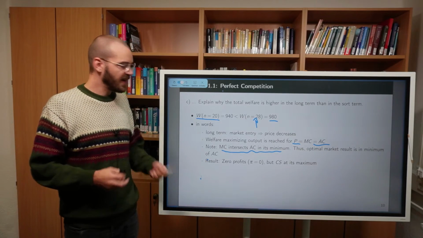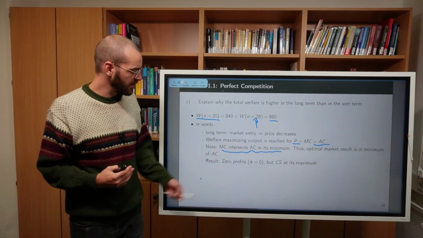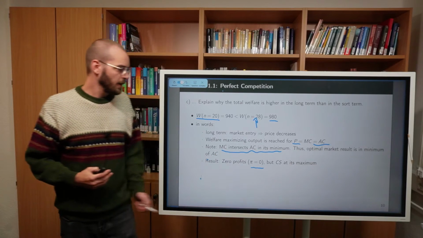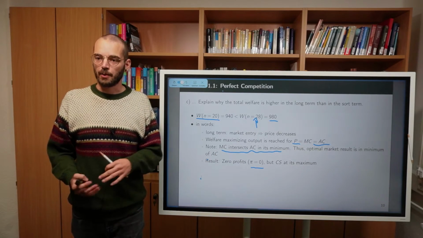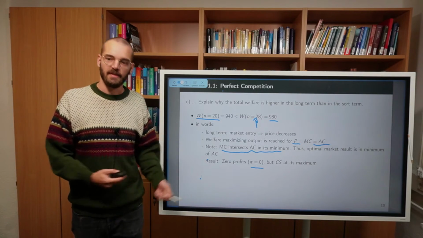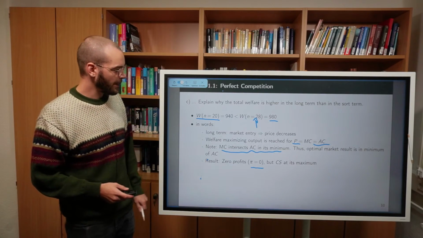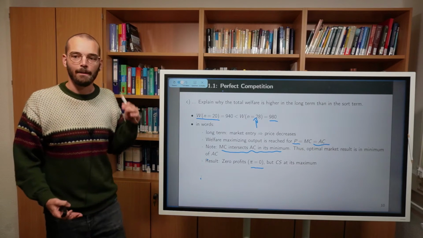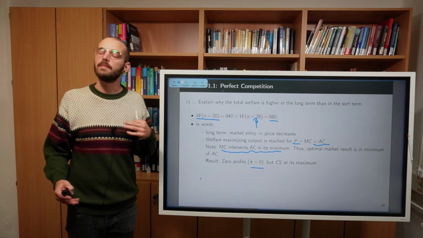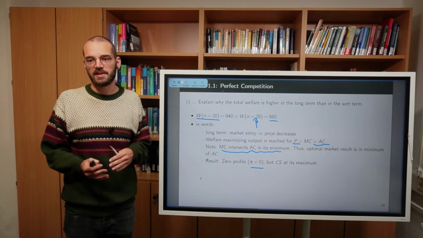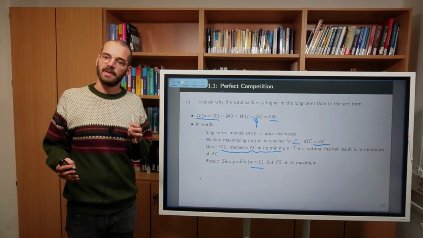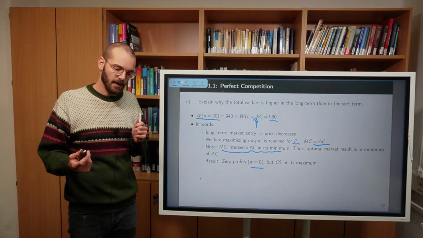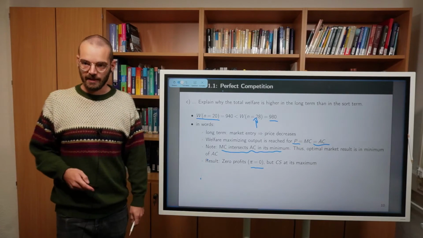As a result, we have in the long run zero profits, pi equals 0, but at the same time the consumer surplus is maximized. And what we see, for example, in this exercise, is that this will overall maximize the welfare in the market, right? Producers are losing in profits, but at the same time, consumer surplus is overproportionally increasing.